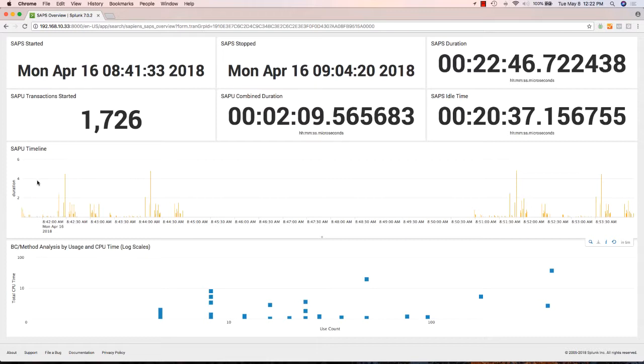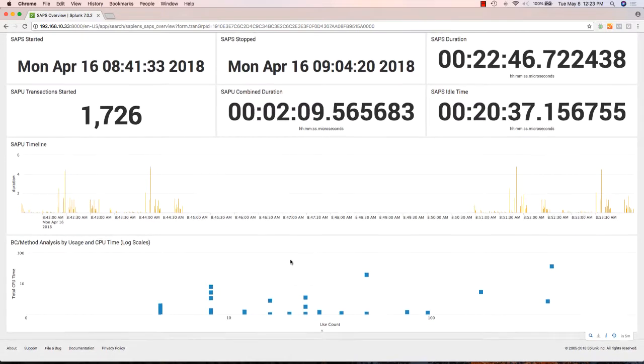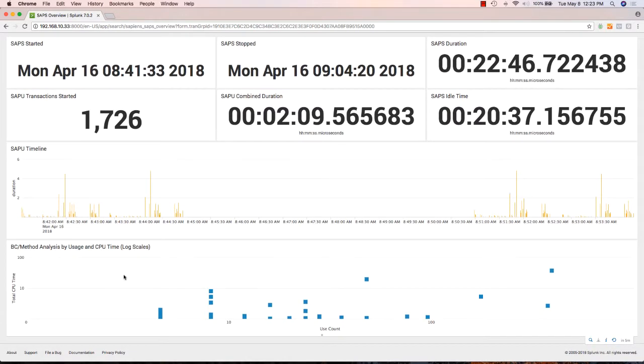Now the next thing we can see, since we have the power of Splunk to visualize things, is how those 1,726 transactions actually occurred over time. There was something at the beginning, a lull in the middle, and then something happened at the end, and every now and then there's a transaction that takes substantially longer than the others. So now we want to go down and look at other things.